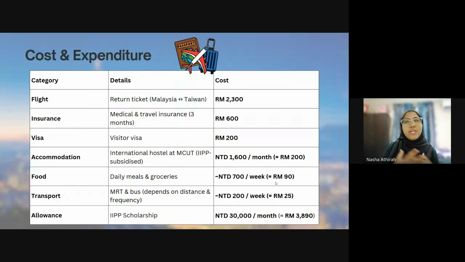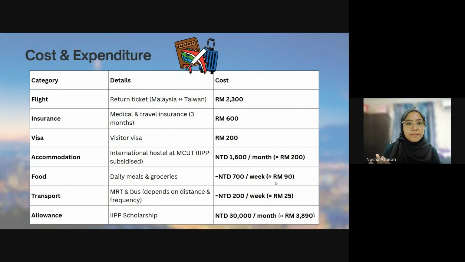Actually, if we visit Taiwan as a visitor for less than 1 month, it is visa free. But for us, we do the internship for 3 months, so we need to get the visa, and it costs 200 ringgit. Then for accommodation, I stayed at the MCUT international hostel, because it was subsidized under the IIPP. The rent is only 1,600 NTD per month, so it's averagely 200 ringgit.